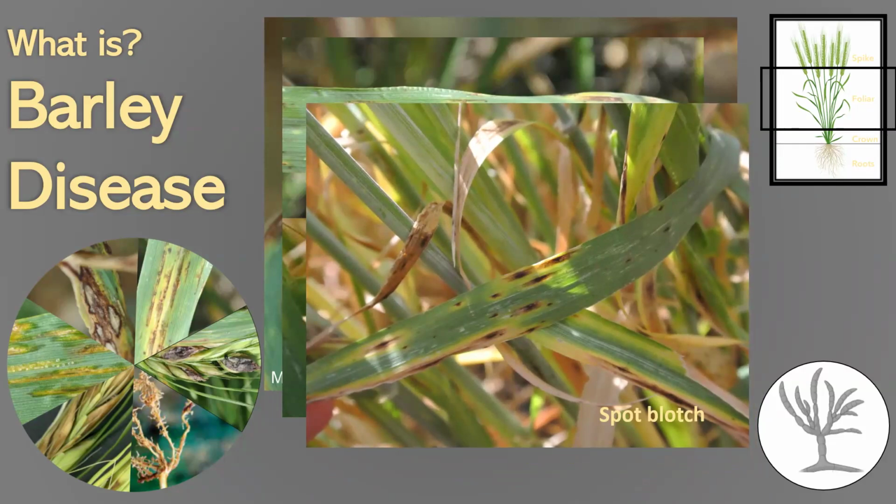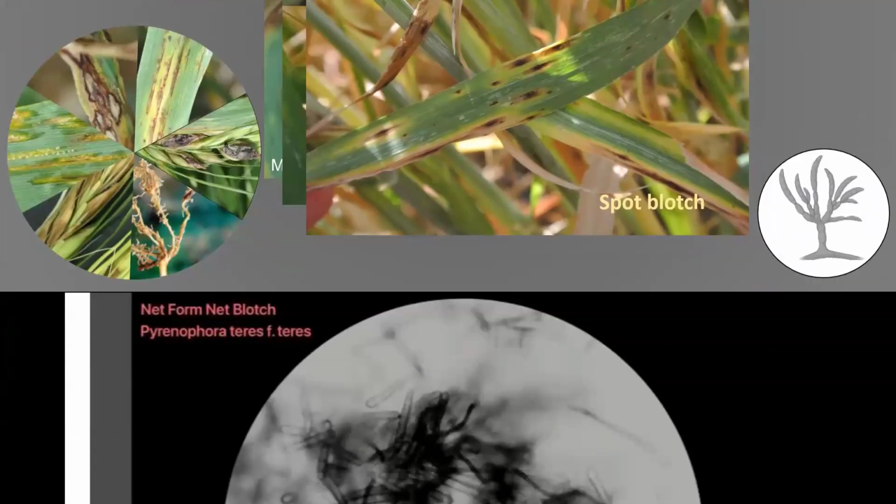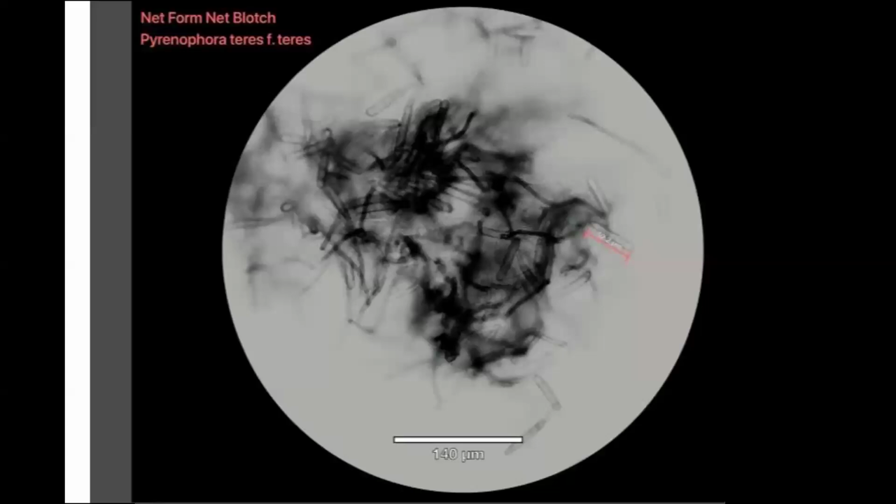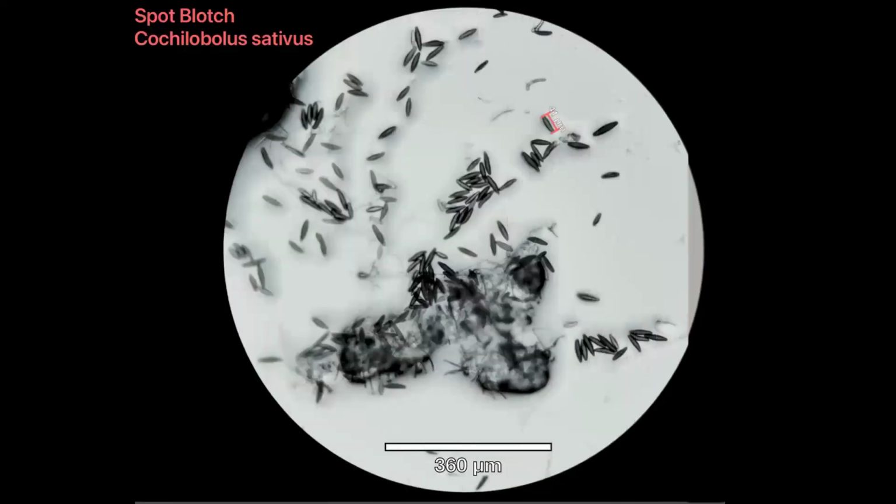But to really be sure, you want to bring it into the laboratory and look under the microscope and see what the fungus looks like. Looking at this fungus, you can see the cells, which are pill-shaped, elongated, and transparent, which is Pyrenophora teres f. teres, the net form net blotch, as opposed to the spot blotch, which is Cochliobolus sativus. And you can see the dark, hyaline, double-celled spores, which is why they used to call it Bipolaris.